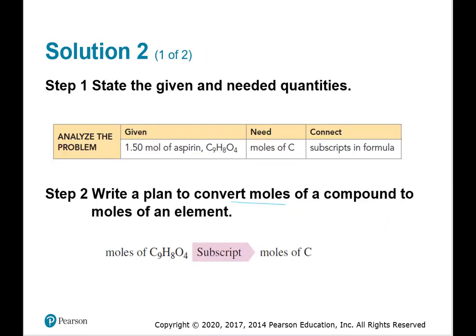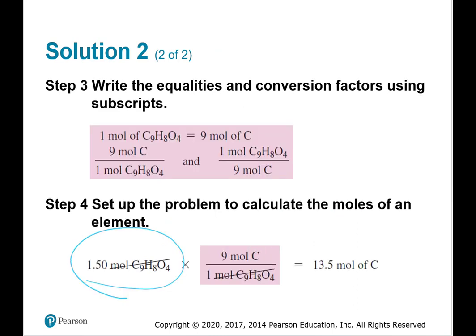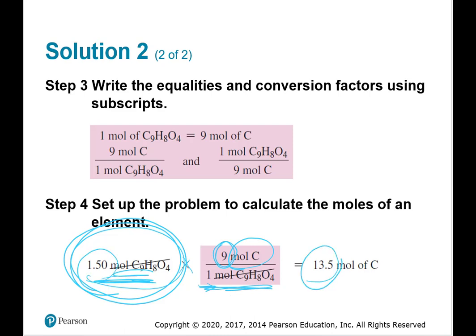So I need to convert from moles of the compound to moles of an element. I'm going to start with what I was given, 1.50 moles of aspirin. What do I want? I want moles of carbon. What have I got? I've got moles of aspirin. And we know that there's 9 moles of carbon for every 1 mole of aspirin. I started with 3 sig figs and I'm going to end with 3 sig figs.